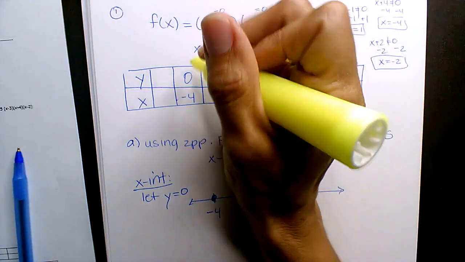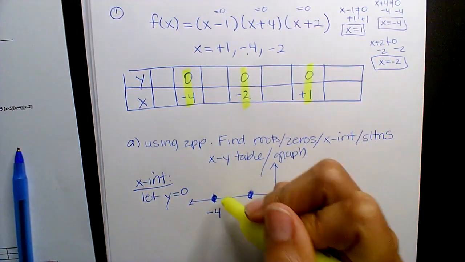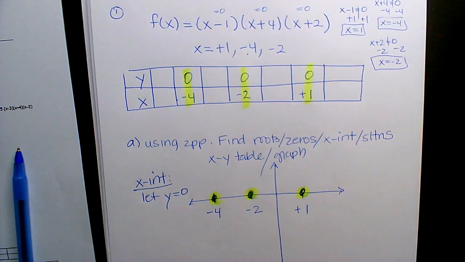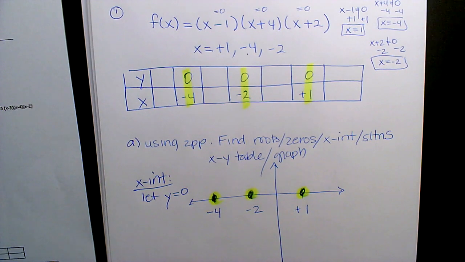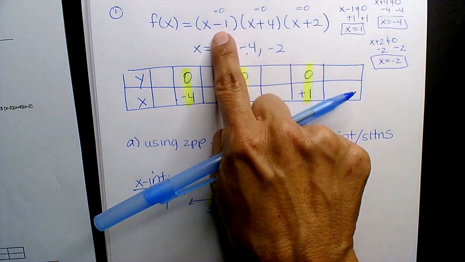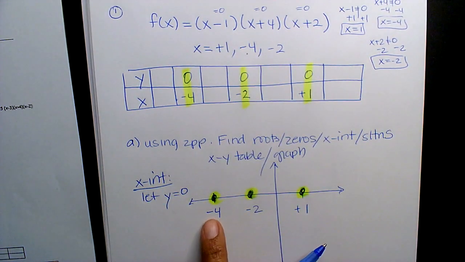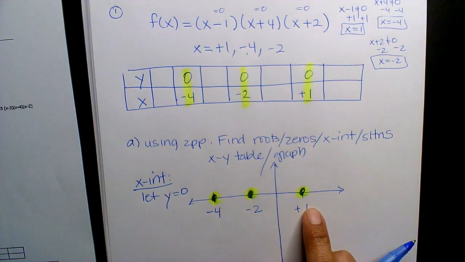So I'm going to just use a marker here because I know I'm going to have a lot of writing going on. So just to kind of help you color code. Okay, so look. These 3 came from my binomials. And that's what it looks like visually. Yes?